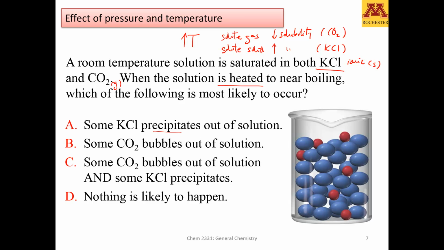So A, precipitate means that it leaves the solution. Well, that's not true because the solubility is going to increase. Some CO2 bubbles out of solution. Well, yes, this is what we said is going to happen. Some CO2 bubbles out of solution and some potassium chloride precipitates. No, this is not going to happen. Of course you're not going to see more potassium chloride dissolved because it's already dissolved. So what you're going to observe is some carbon dioxide leaving or bubbling out of the solution.